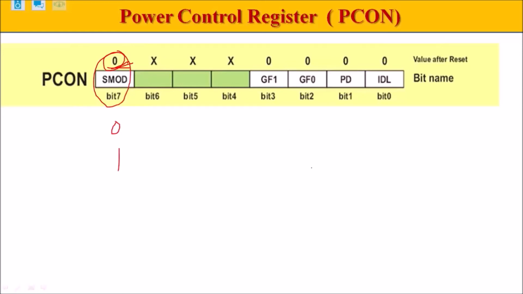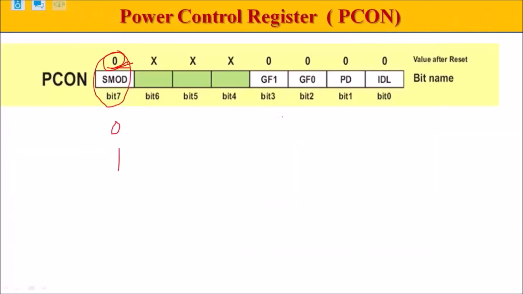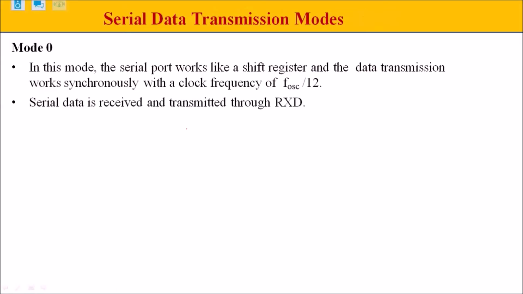So these are the 3 registers we have seen. SBUF register, where we are going to store the ASCII value of the character which we want to transmit. SCON register, we have to initialize with 50H in mode 1. And to change the baud rate, the SMOD bit can be stored as 0 or 1. By default, it is 0.